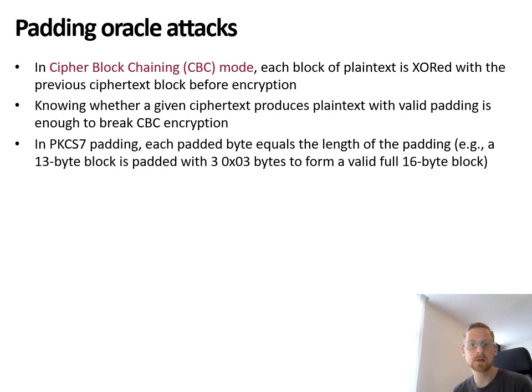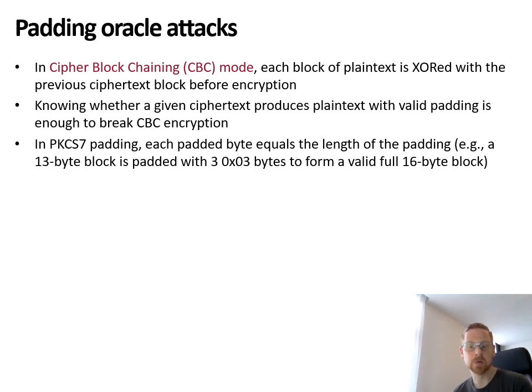The padding oracle attack relies on a few characteristics of SSL version 3. First of all, it relies on the fact that SSL version 3 uses cipher block chaining, where each block of plaintext is XORed with a previous ciphertext block before encryption. It also relies on the fact that the attacker can find out whether a given ciphertext produces plaintext with valid padding. It doesn't need to know whether the plaintext itself is correct, but just whether or not the padding is valid. This is enough to break the CBC encryption.